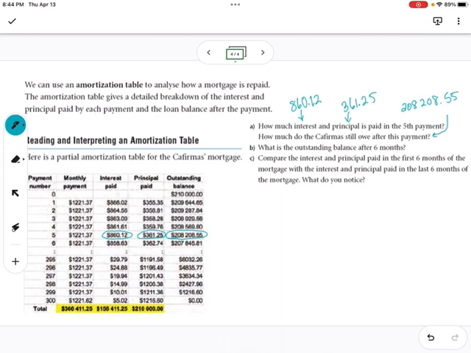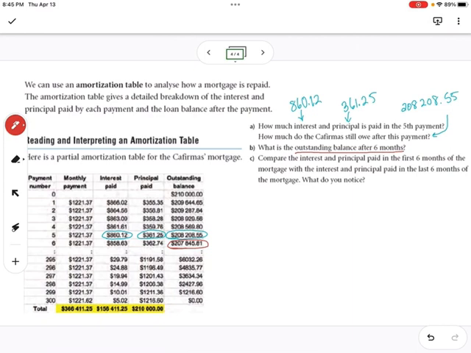Okay, question B is asking what the outstanding balance is after 6 months. So our outstanding balance at the end of 6 months. So 6 months, we're making a payment every month. So we're looking at that payment number 6 and looking at the outstanding balance there. Okay, so the outstanding balance after 6 months is this one here. So that's $207,845.81.